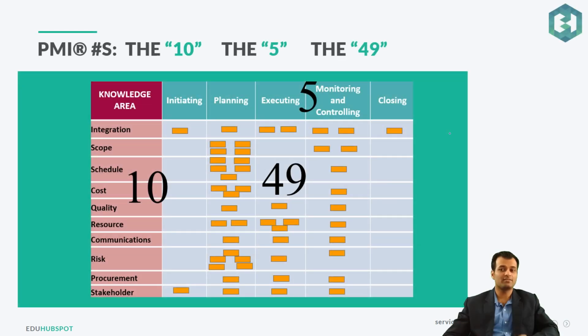The tens, the fives, the 49. So on the vertical axis, you have the tens, which means your knowledge areas. You have 5 process groups from initiating till closing, and in the middle you have 49 processes. You can refer to this on your ITTO's first tab.